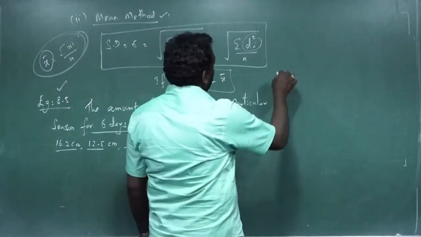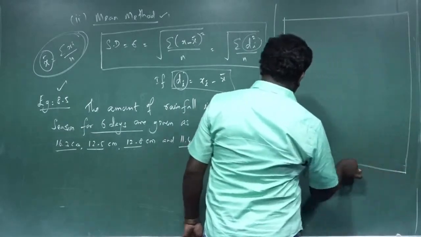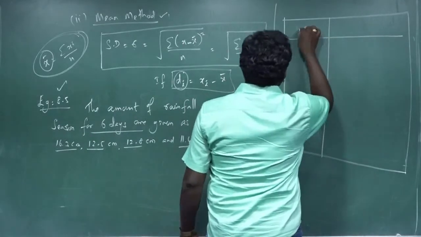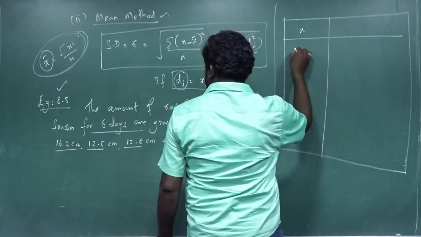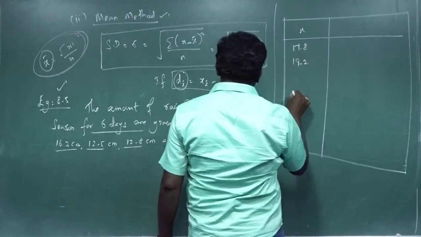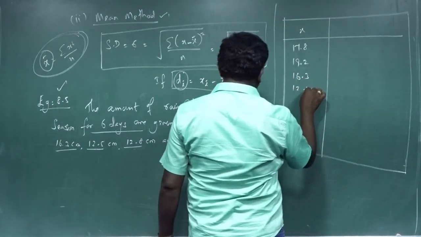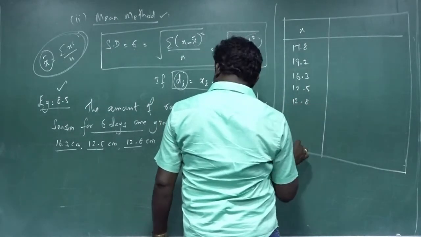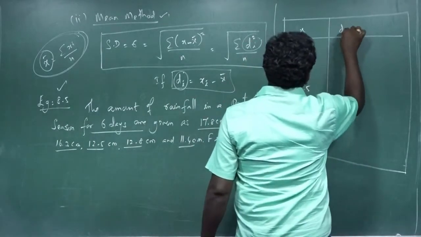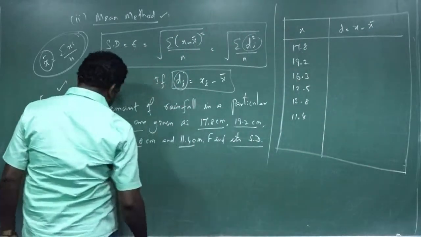So for this, first we have to calculate a table. The x values given are 17.8, 19.2, then 16.3, then 12.5, then 12.8, then 11.4. Now we find d, defined by x minus x bar. Before solving that, first find the x bar.